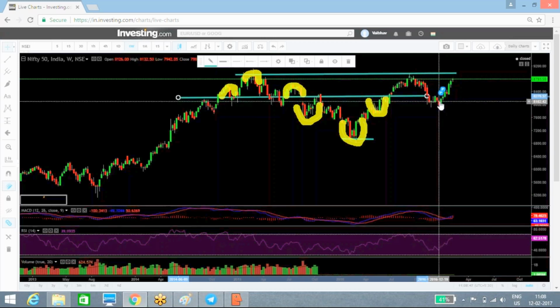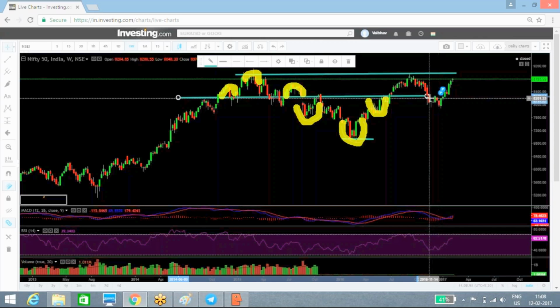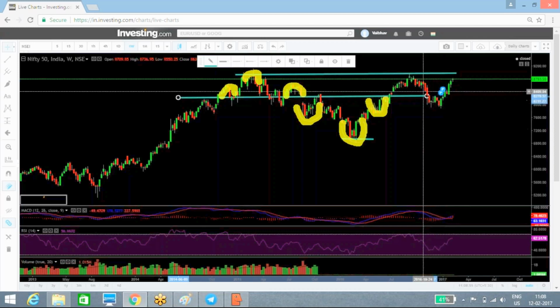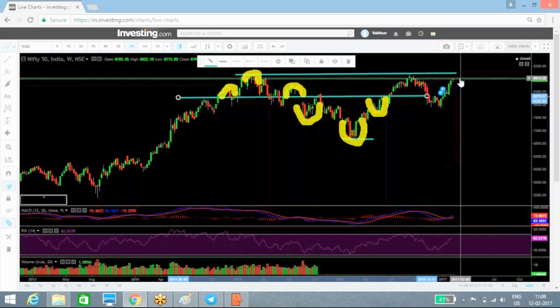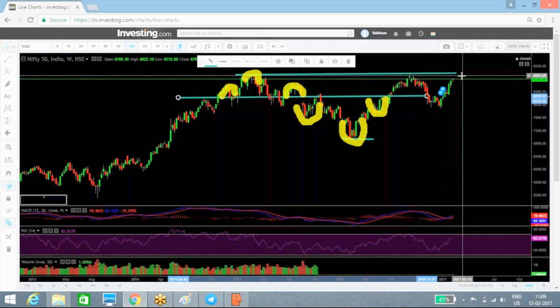Okay, but it took support. We knew it can take support here. How we knew it, we'll see afterwards. But after the training you will know that it can take support here. It took support here, and then again it got reversed here. And then again, after a 100-200 points rally, it will be at the same level where we faced resistance before.